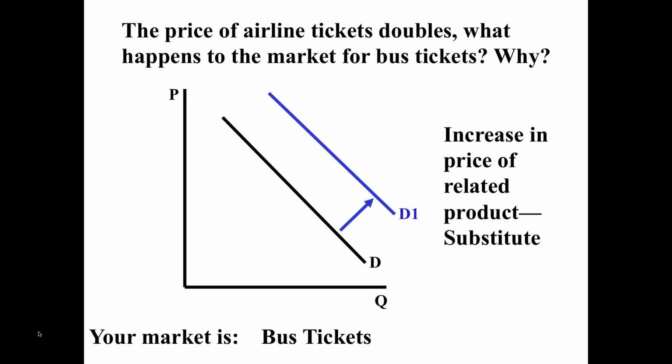We have our determinant, which was related goods. Then we have our original demand curve, which we called D. The demand curve increased, shifting to the right. We have our arrow showing that, and we have our new demand curve, D1. Now, if you have a scenario that decreases demand, then you'd shift the demand curve to the left. Because remember, an increase is to the right, and a decrease is to the left.